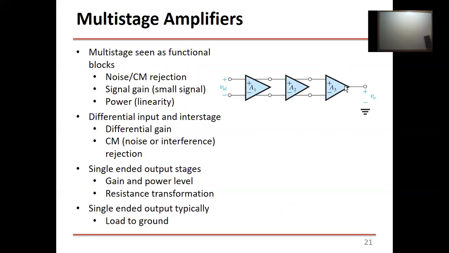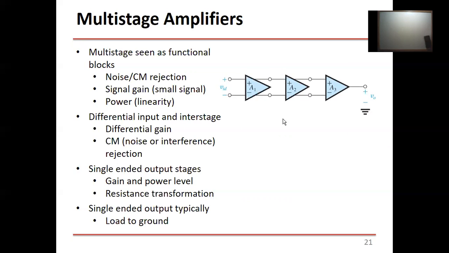Unfortunately, we're not going to cover power amplifiers in this course, but these are the main points. So the first stage is responsible for the noise rejection. The second stage gives you signal gain, and the last stage should give you power amplification. And here we are concerned about linearity in the power amplifier. Again, the input stage is a differential pair. It gives you some gain, but the main function of the first stage is the common mode rejection. So it rejects the common mode signal.